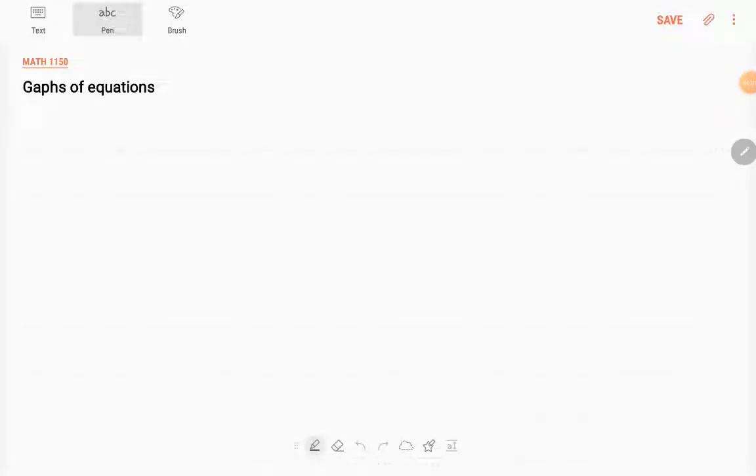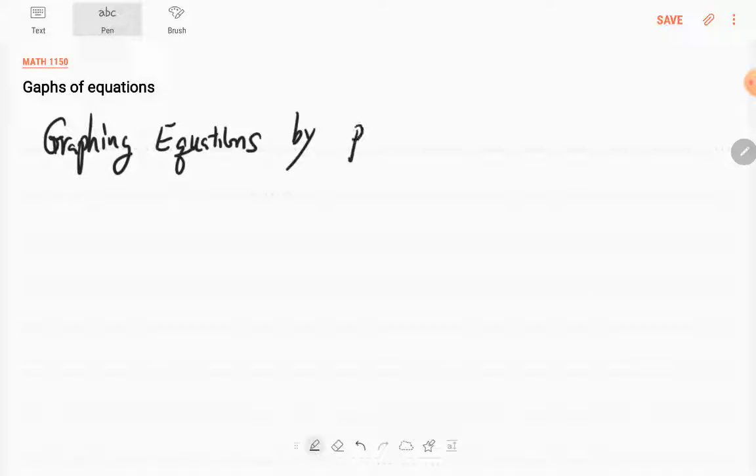Here we want to talk about some basic graph properties for the equations. So the first thing is we want to graph the equations by plotting points. This is one way to sketch the graph of equations. We just give some sample points, then connect the sample points to form the graph, right?